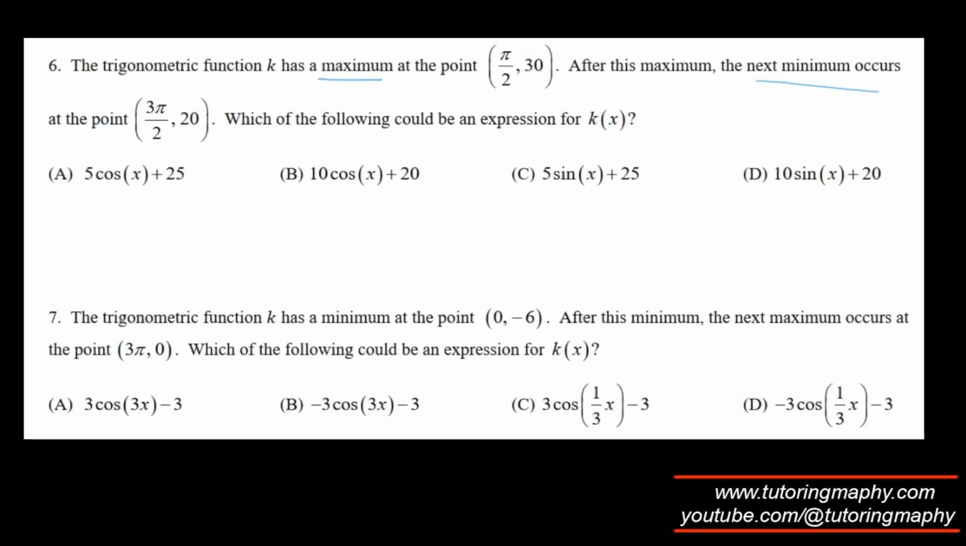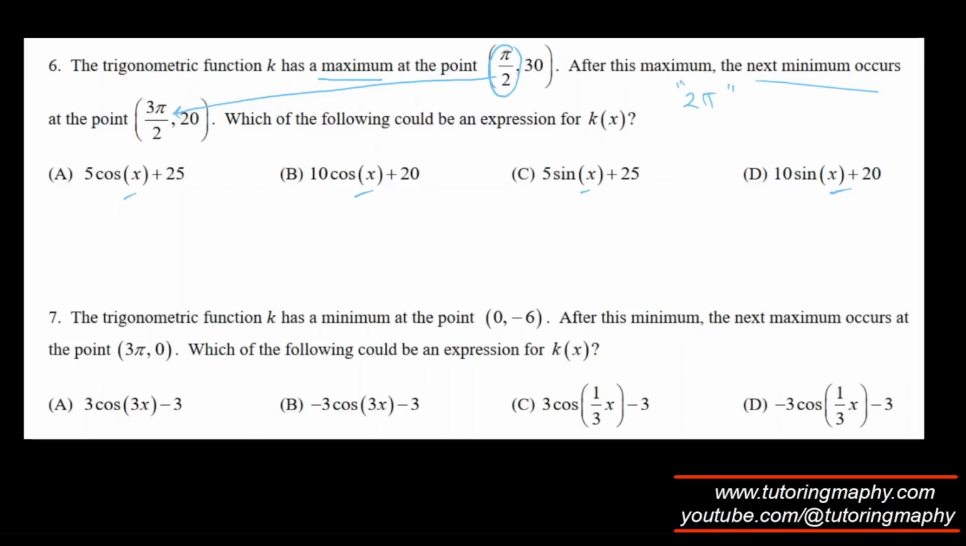Likewise, the maximum and the next minimum are given. So π over 2 to 3π over 2 is π units, and the double of π is 2π. So the period is 2π in this case, which is actually the same in all of them, because 2π over 1 is just 2π for all of them, for the sinusoidal function.